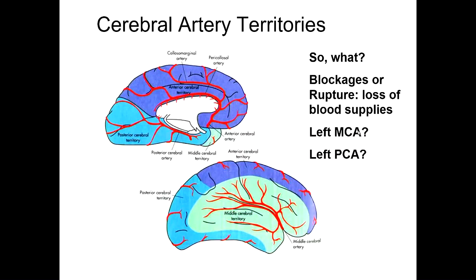So one of the things that we could say is, well, okay, what would happen if you had a blockage or a rupture, say, of the left posterior cerebral artery? In other words, here's the origin of this artery coming up, and this artery is now blocked, or it's ruptured, so there's no blood supply to the neurons here in the occipital lobe. Would that have a serious consequence?